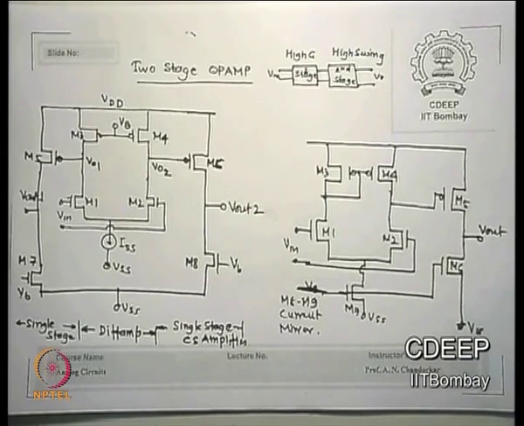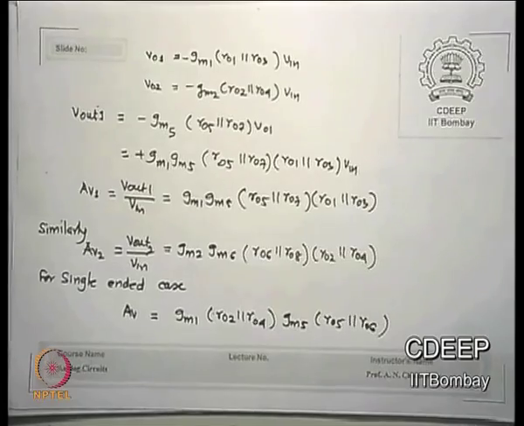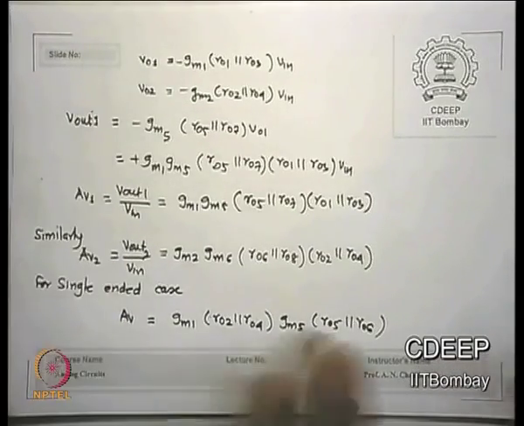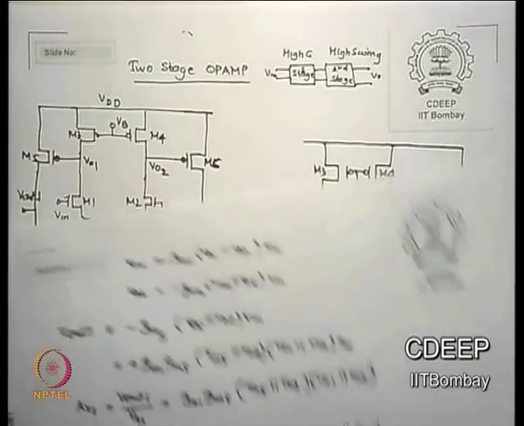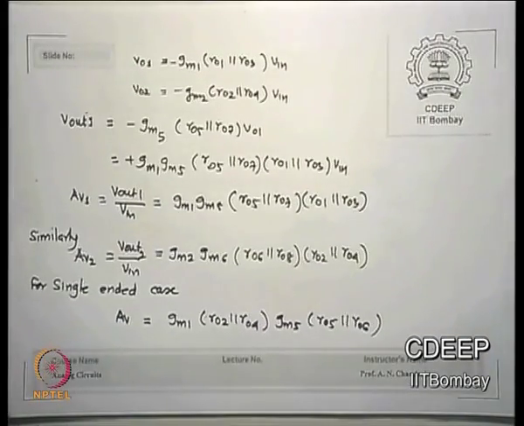If we now calculate, here are some expressions which you do not have to think too much about; I just wrote them down. For the DIFAMP first, VO1 will be GM1 times RO1 parallel RO3 into VIN. VO2 will be minus GM2 times RO2 parallel RO2 into VIN. If the GMs are equal and the ROs are equal, the corresponding GM RO terms will appear.